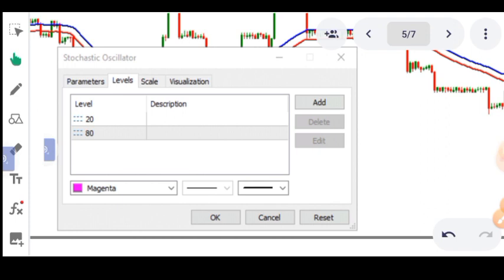Okay, so this is the level of the stochastic oscillator. The levels we have are 20 and 80. That's the levels, and the color I choose here, you can see it. This is the color I choose there. Okay, so you click OK.